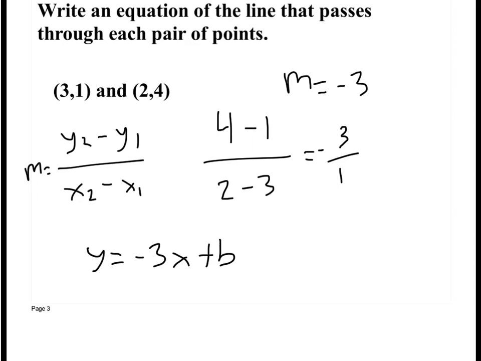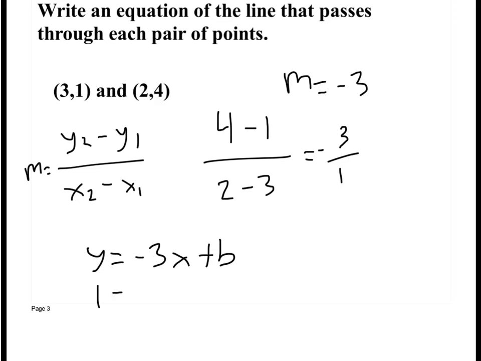Find x and y. What did I do on the problems before? I plugged the point in there, right? Do I have 2 points? Could I plug one of those into x and y? So pick whichever one. You want to go with 3, 1 or 2, 4? 3, 1. Alright, let's go 3, 1.